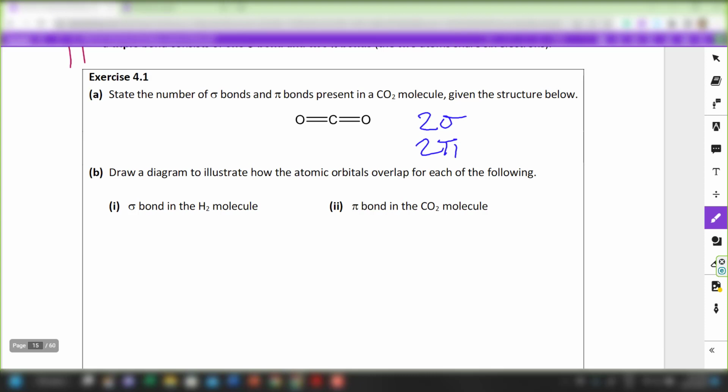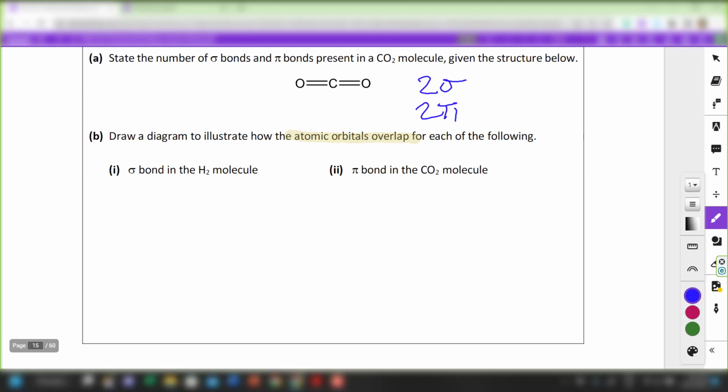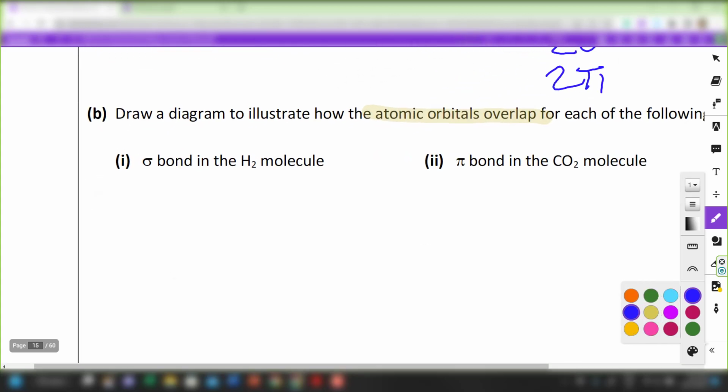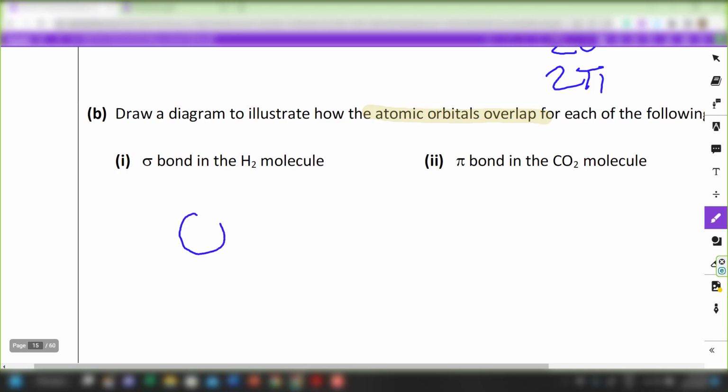For part B, you're required to draw a diagram to illustrate how the atomic orbitals overlap for each of the following. Keyword here is the atomic orbitals. First, the sigma bond in hydrogen molecules. If I'm going to do this question, then I will simply just draw the 1s. So this is the 1s orbital of hydrogen, and then I need to overlap them. Sorry, my circle is not very nicely drawn.